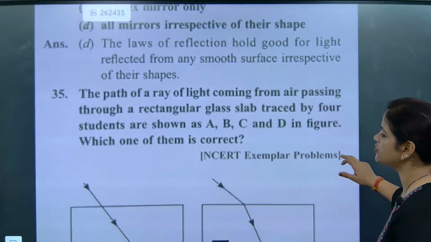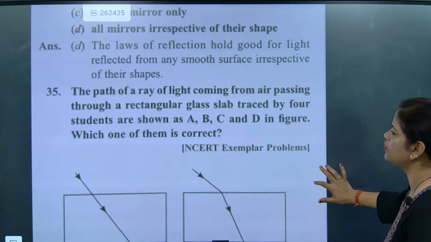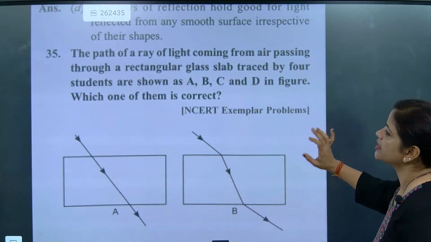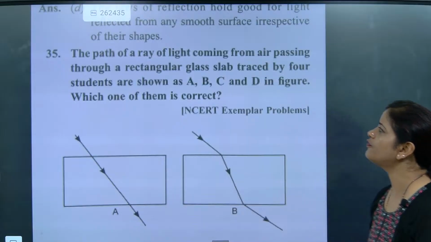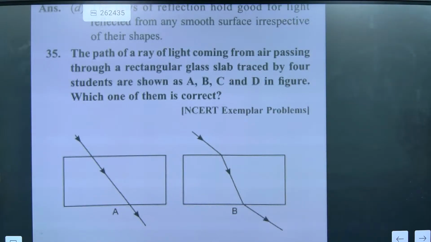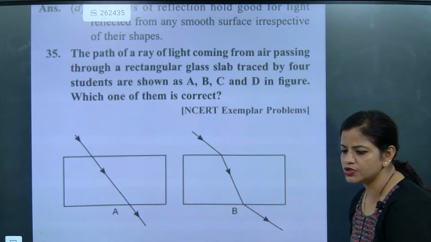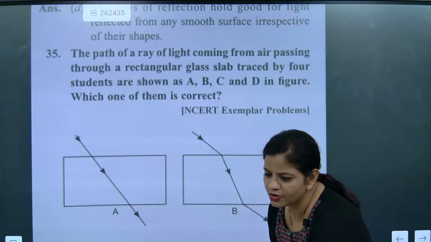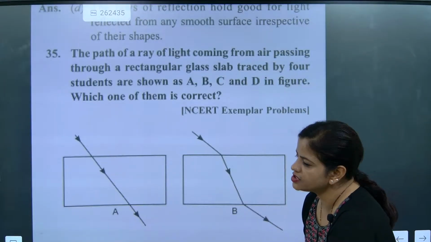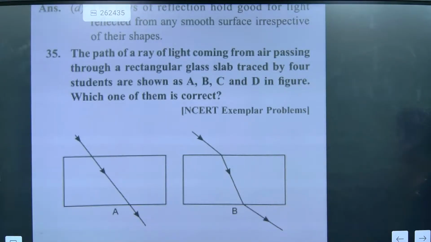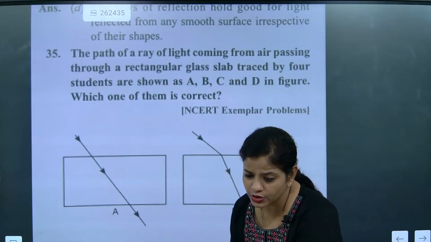Shall we go for this question, beta? You people are going to say the answer. Can we see this one? The path of a ray of light coming from air passing through a rectangular glass slab, traced out by four students, is shown. First, I will show you the first and second one without seeing all four. Please kindly don't go for any conclusion, children.